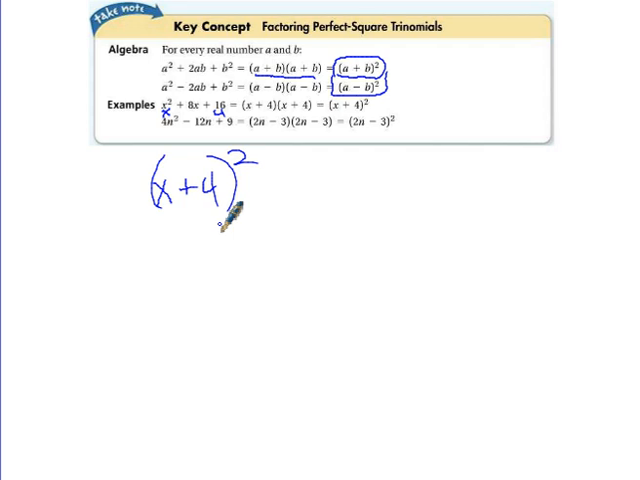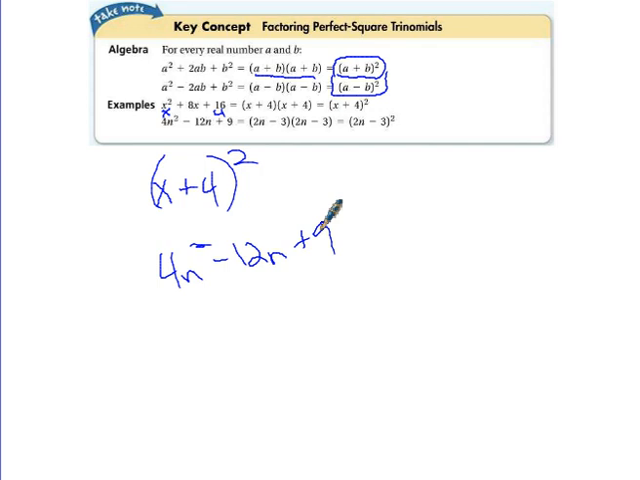The other example, 4n squared minus 12n plus 9. Check to see if it's a perfect square trinomial. If it is, then we can use this pattern. Is 4n squared a perfect square? Is there a number times itself that gives you 4n squared? 2n times 2n is 4n squared. So yes, this is a perfect square.